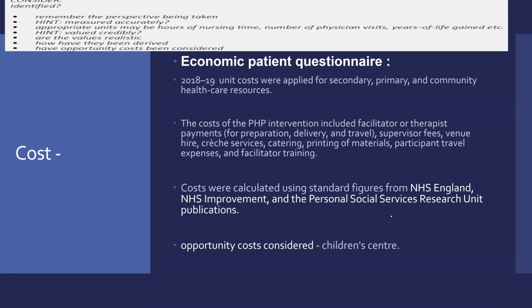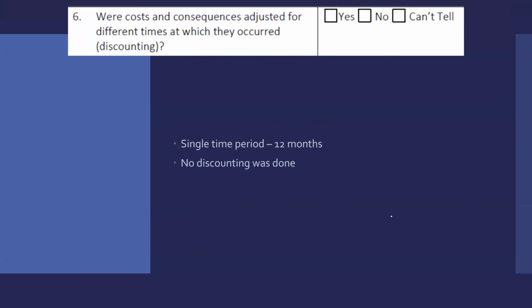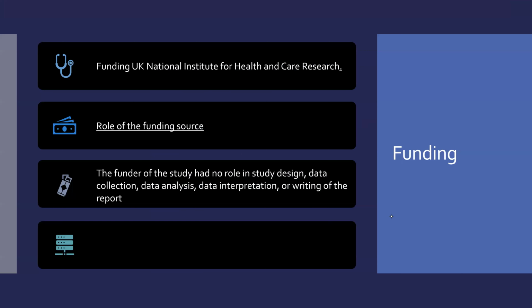So the last question is, has opportunity cost been considered? This study was done in a children's centre, one venue which had not charged them, but they have actually counted the opportunity cost. They have counted for that. Was discounting done over the time period? This was only a 12 months thing, so here they have not done discounting. The funding had no role in the study.